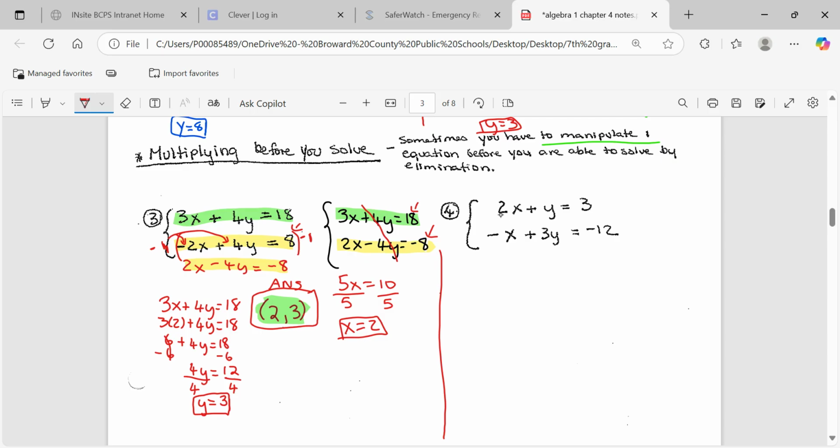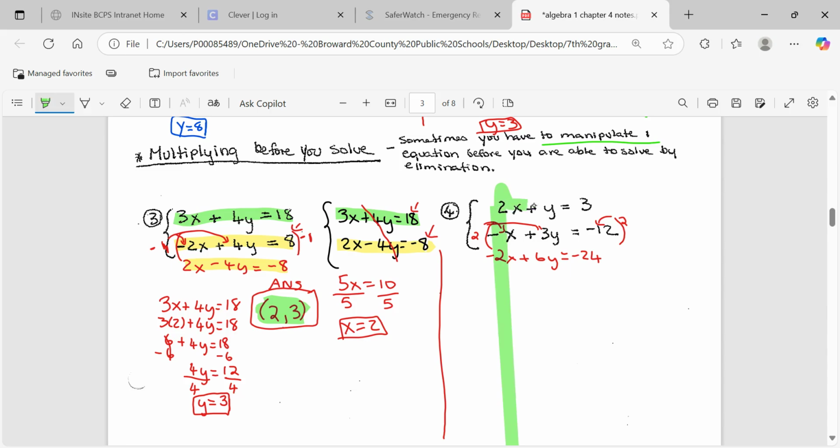But then I want to think, if this is a 2x positive and this is a negative 1x, what would I have to multiply this bottom one by in order to make it cancel? You are correct. It would be 2. Positive 2 and negative 2, that's what cancels out. So I would then have to multiply the entire equation down here by 2, so that I get negative 2x plus 6y equals negative 24. And just remember, whatever you do to one to keep the equation balanced, you've got to do it to the other ones as well.